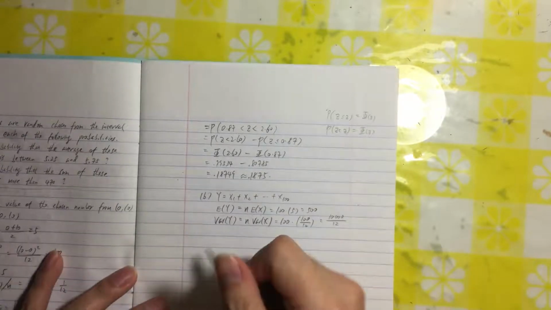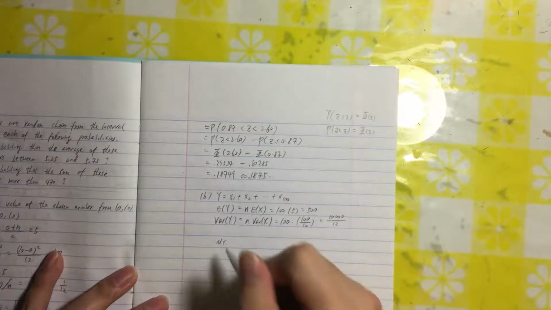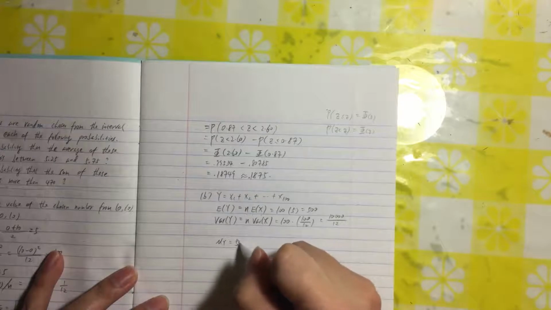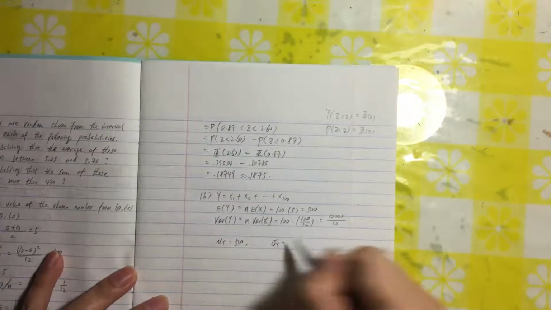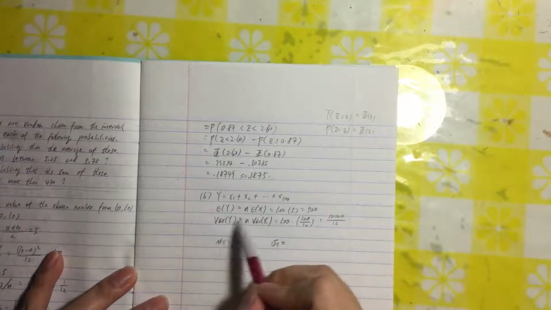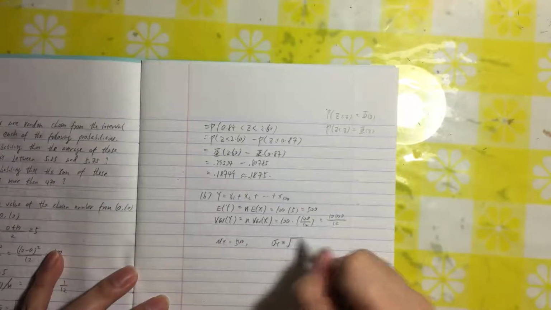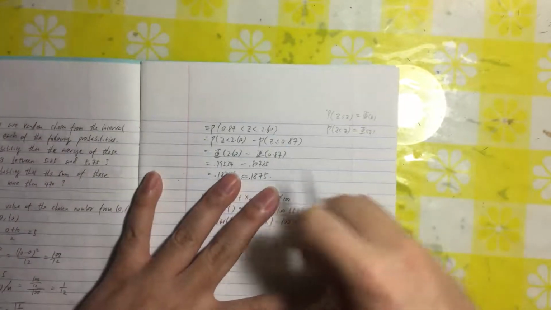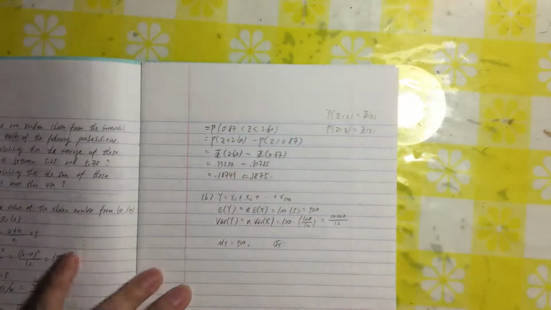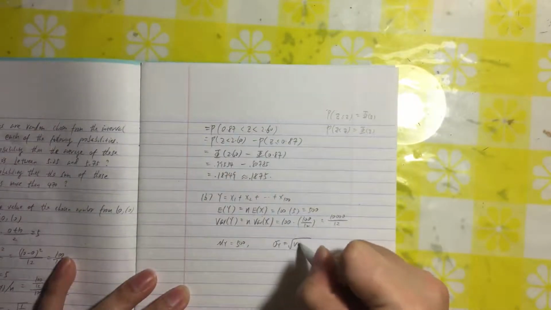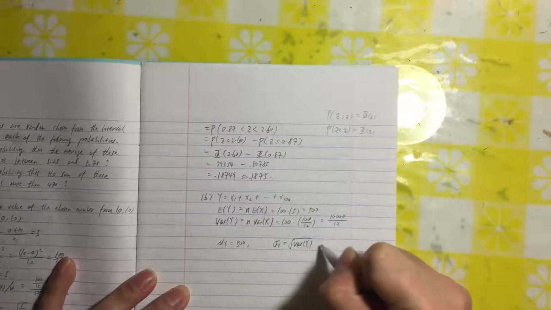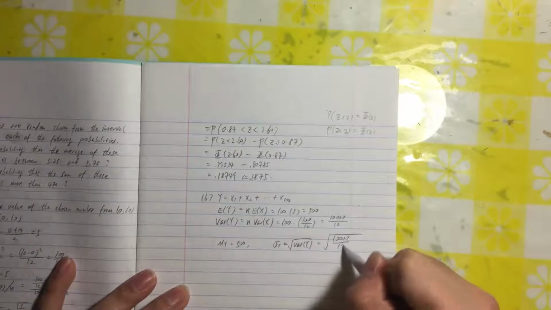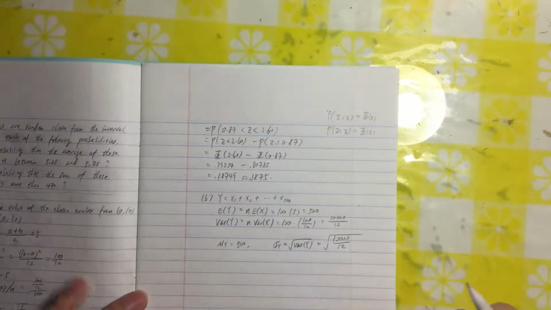Next, we can find mu of y and sigma of y. Mu of y is the same as the expected value of y which is 500. Sigma of y is the square root of the variance of y. That's square root of 10,000 over 12.